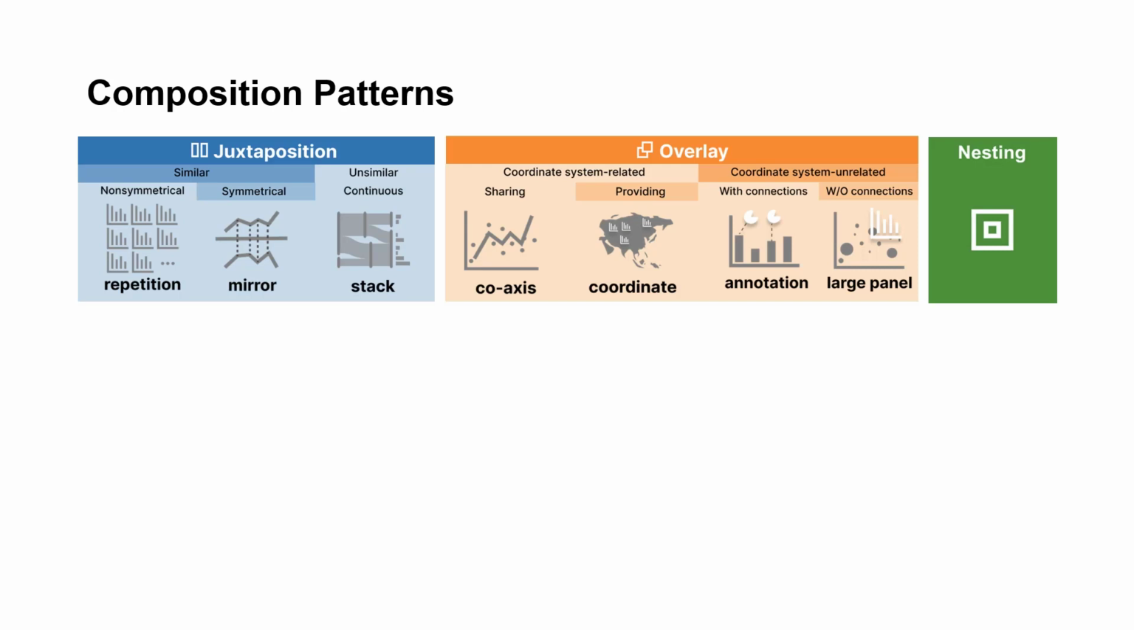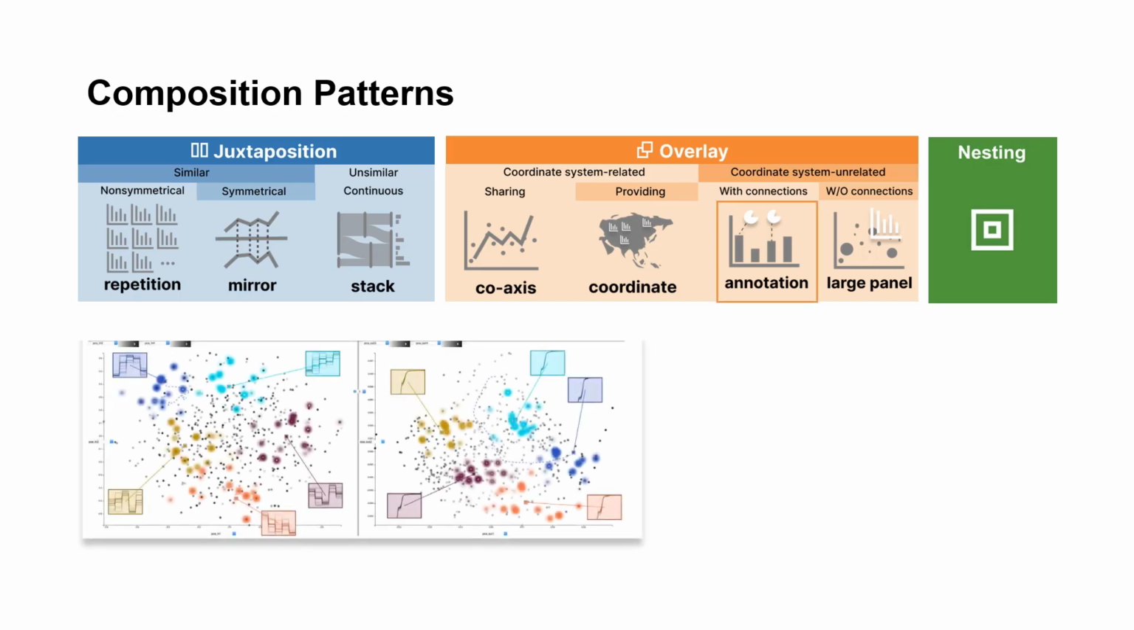For the case where the coordinate axes are not related, we distinguish two design patterns based on whether there is a visual connection between the parent and child components. They are annotation pattern and large panel pattern. Annotation pattern refers to that the child component is connected to the parent component through a visual link to explain the specific data item of the parent component.